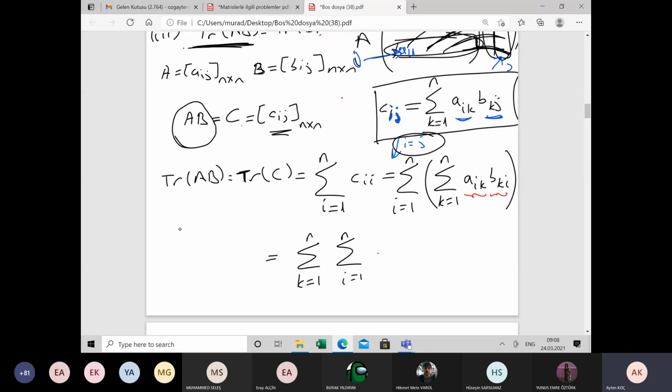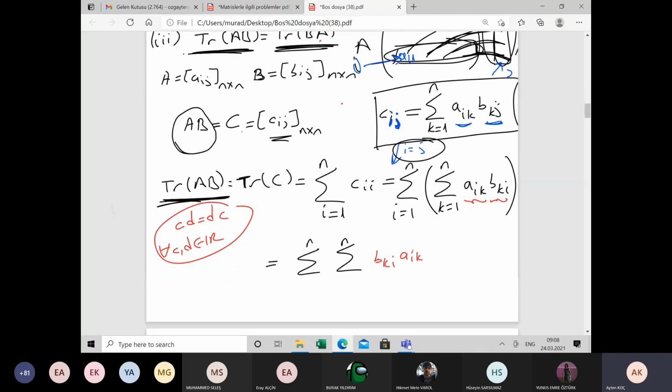So we know that for real numbers, for example C and D, multiplication is commutative: C times D is always D times C for all real numbers. So interchange the order. So we obtain B_ki and A_ik, and this one is okay, the same. But our aim is to show that the trace of AB is equal to the trace of BA.